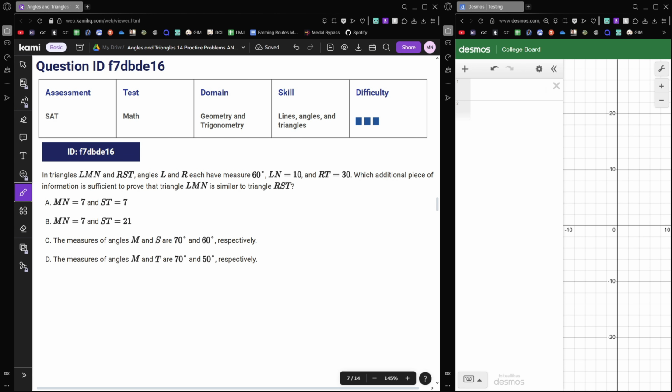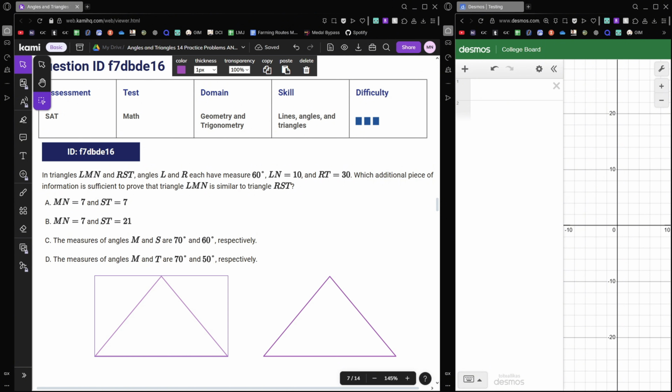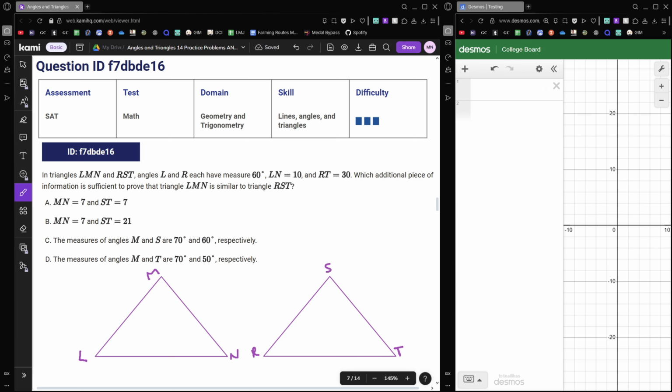Question number 7. In triangles LMN and RST, angles L and R each have measured 60 degrees. So angle L and angle R are both 60 degrees. LN is equal to 10, so this side is 10, and RT is equal to 30. So this side is equal to 30. Which additional piece of information is sufficient to prove that triangle LMN is similar to triangle RST?